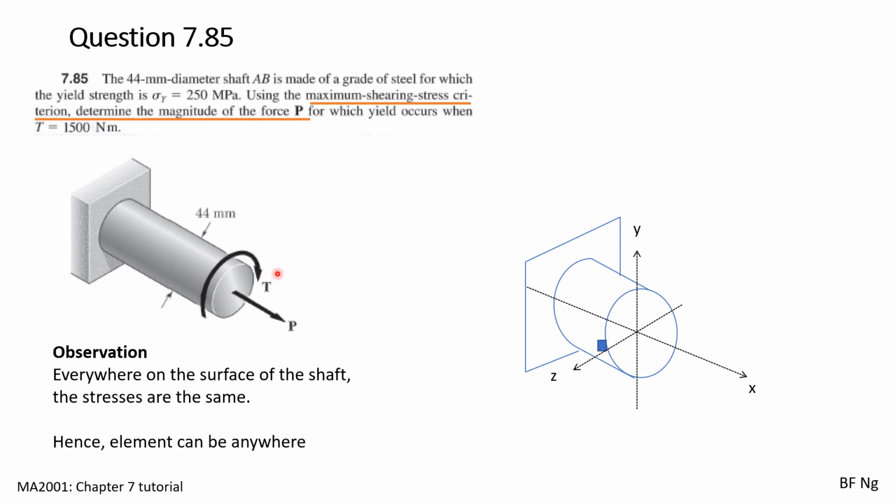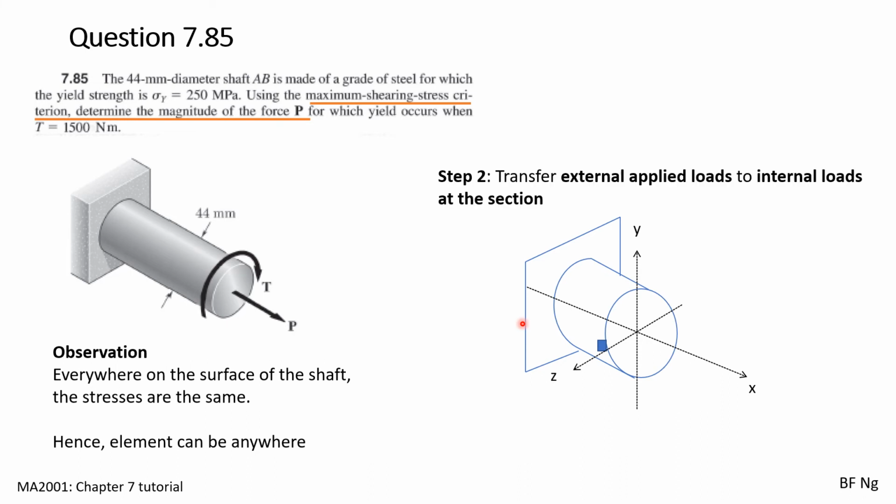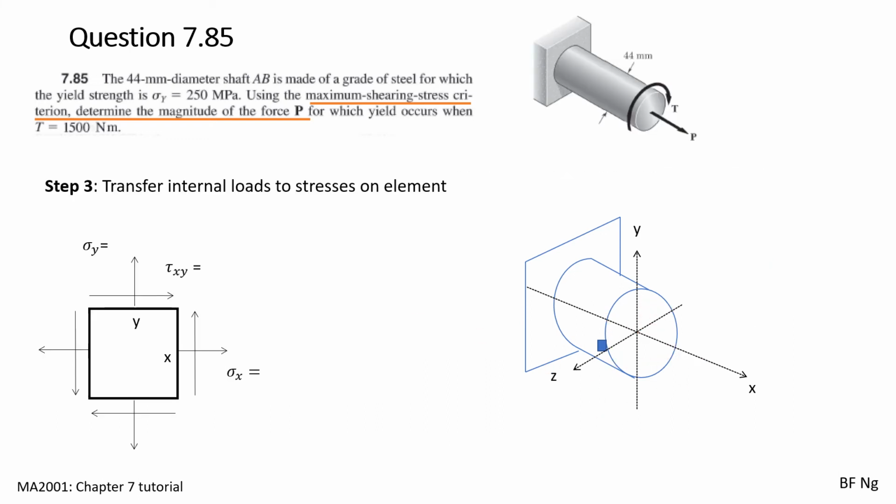We then transfer the external force and torque to the internal forces and torque. For this question, we can directly transfer this P and T over to the section at the cut. We then transfer the internal loads to stresses on the element. We first draw the element over here, which is based on the positive convention. We have the X face and the Y face. The force P here will cause tension along the X direction, which is just P over A. Because it's in tension and the convention is positive for tension, this is a positive P over A.